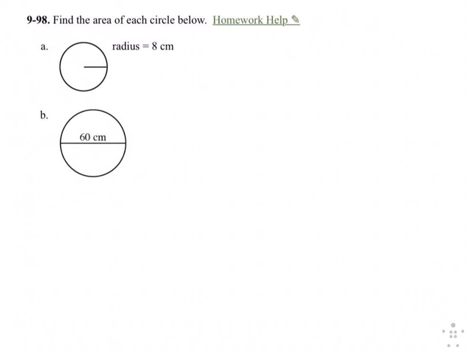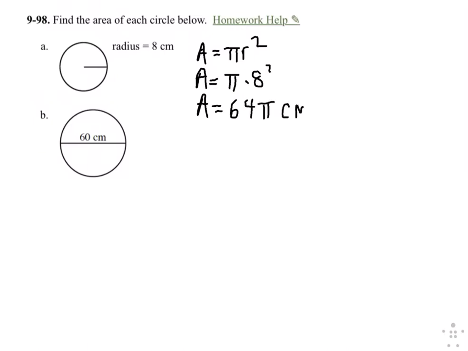Okay, 98, they want us to find the area of the circles. So area equals pi r squared. So area equals pi times r, which is 8, times 8 squared. So the area equals 64 pi centimeters squared. And I'm okay with you leaving it just like that because that's a precise answer.